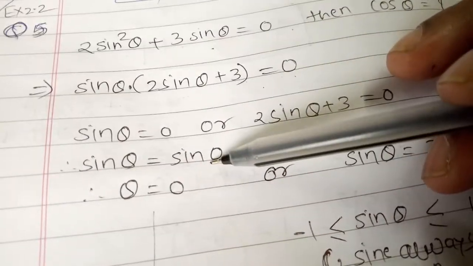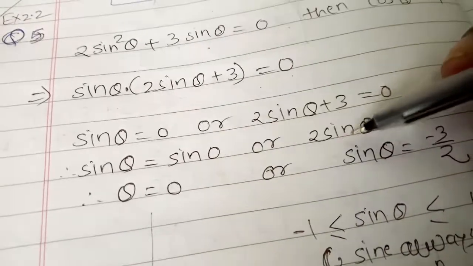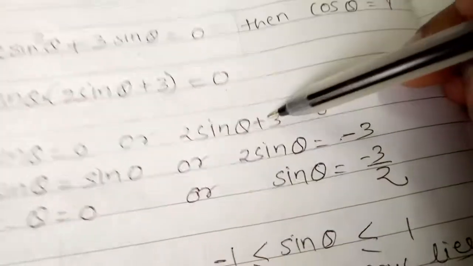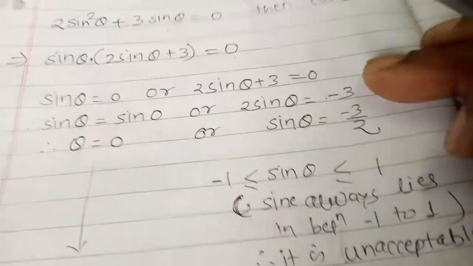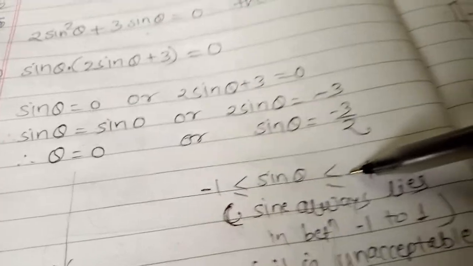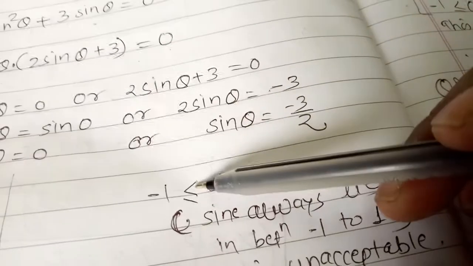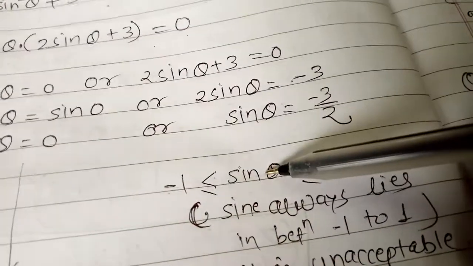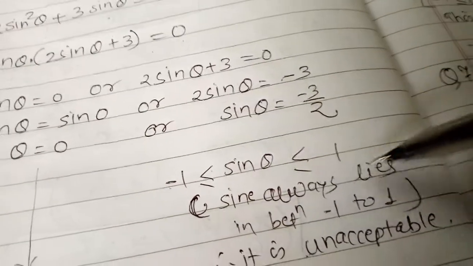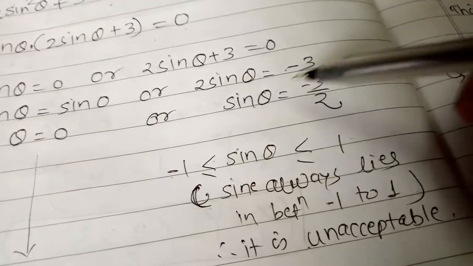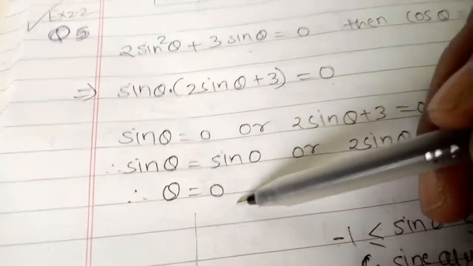So sin theta is equal to 0, that is sin theta is equal to sin 0, because sin 0 has the value 0. And 2 sin theta is equal to minus 3, so sin theta is equal to minus 3 by 2. But you have to take into consideration that the value of sin theta always lies between minus 1 and 1, that is sin theta is less than or equal to 1 and greater than or equal to minus 1. So this value that has come here is not acceptable, and so the value of theta is 0.